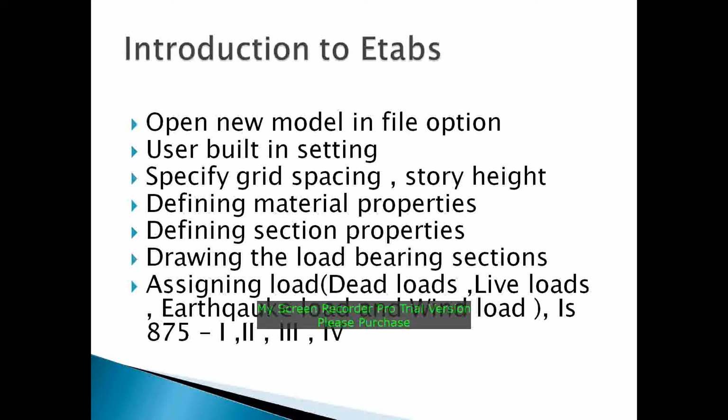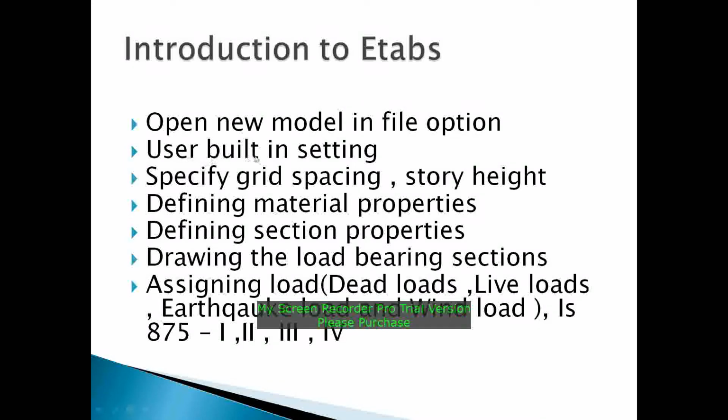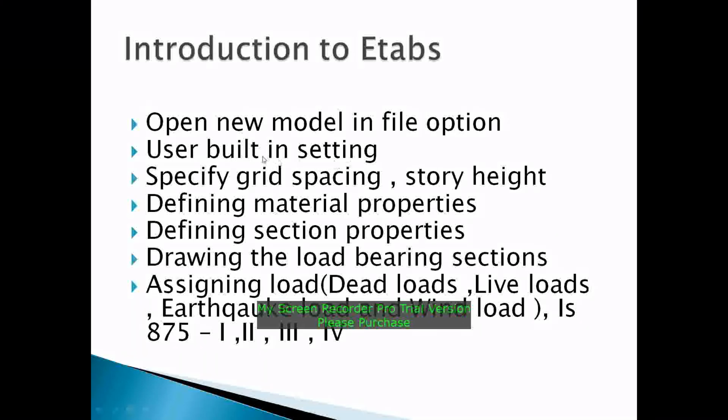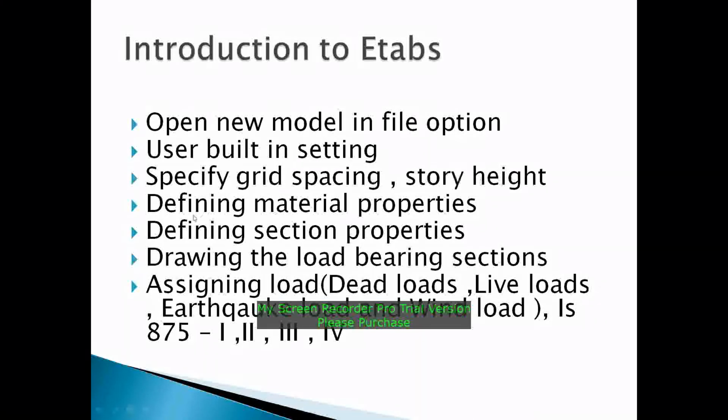These steps are: first, we have to open a new model. After that, an option will pop up. We have to select the user built-in setting. After selecting it, we have to specify the grid spacing data and story height data. After that, we have to define material properties and section properties.